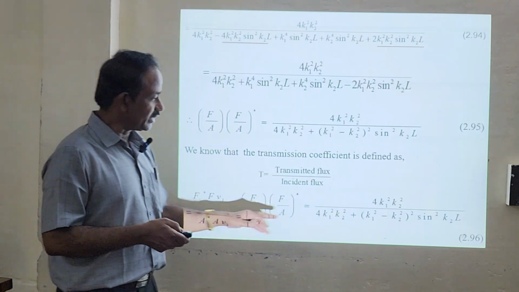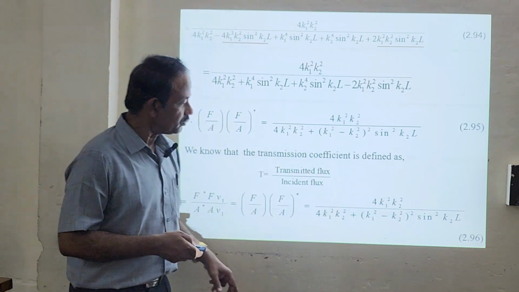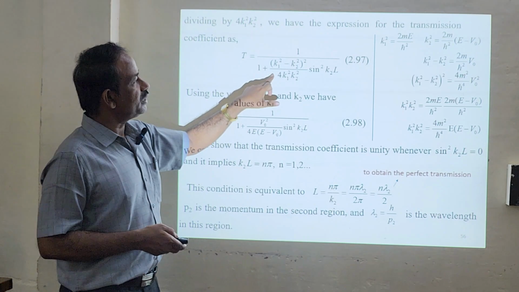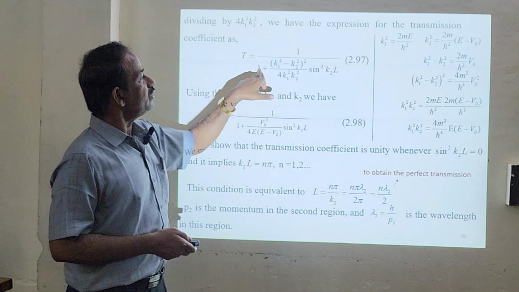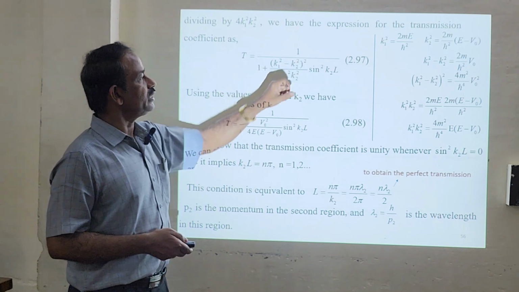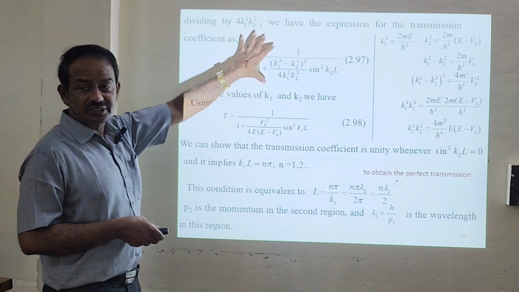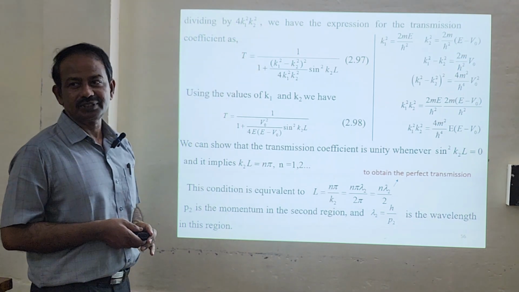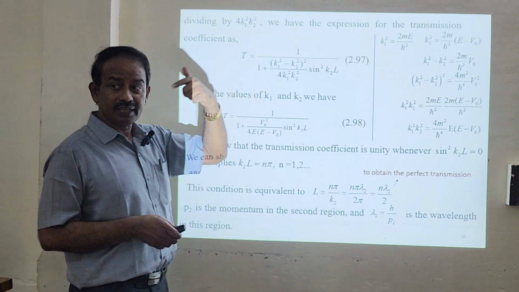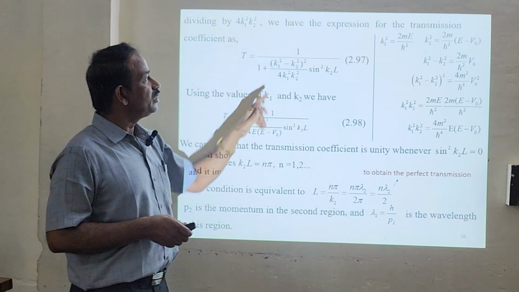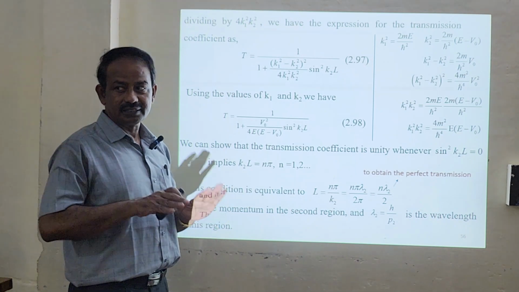This can be simplified again, dividing by this denominator factor. That will give you 1 divided by 1 plus, the 1 will go off, k1 square minus k2 whole square, this term into sin squared k2 a. This is the final expression for the transmission coefficient, equation 2.97. This equation can be simplified in terms of electron volt, in terms of E and V naught, because of course k is connected with the energy. We know already that k is connected with the energy.